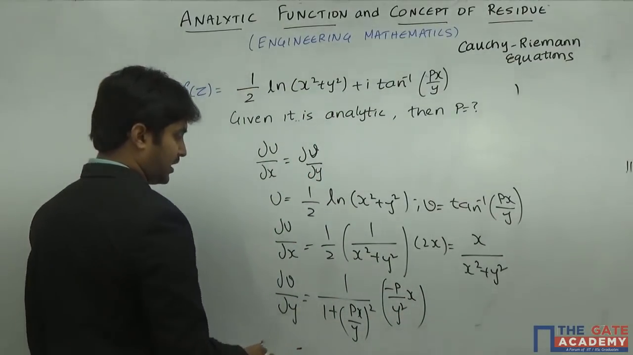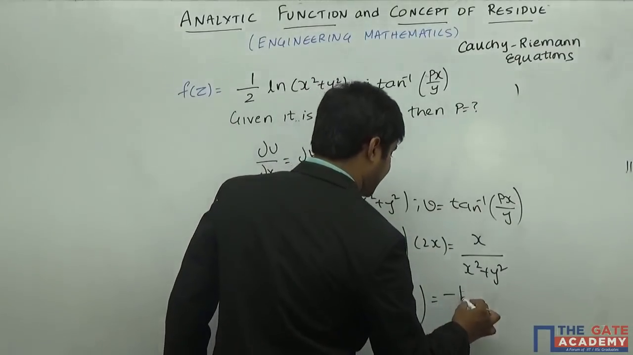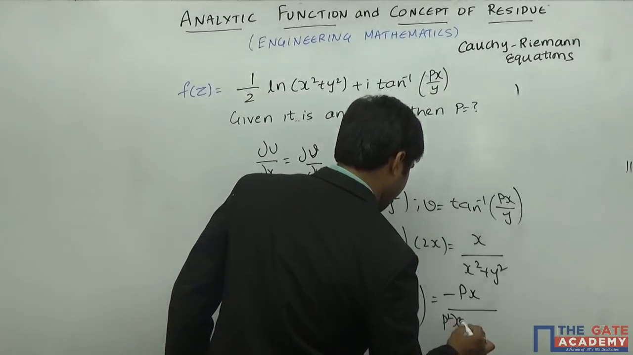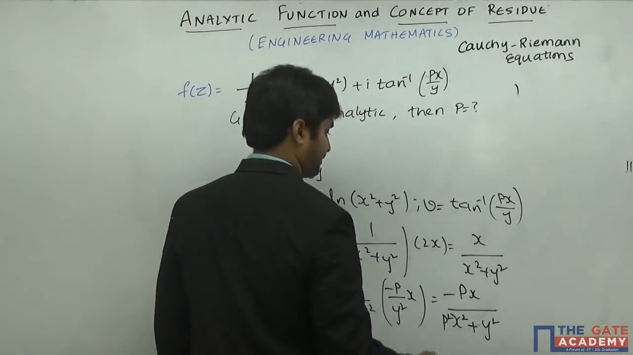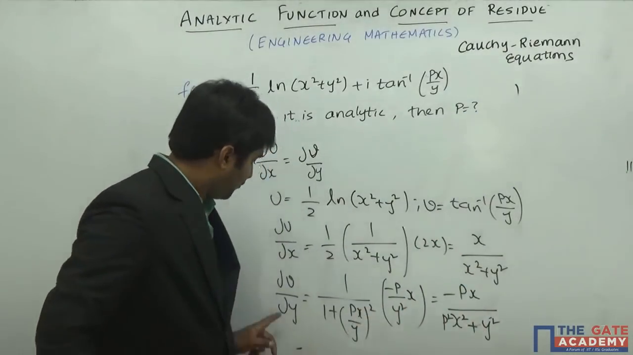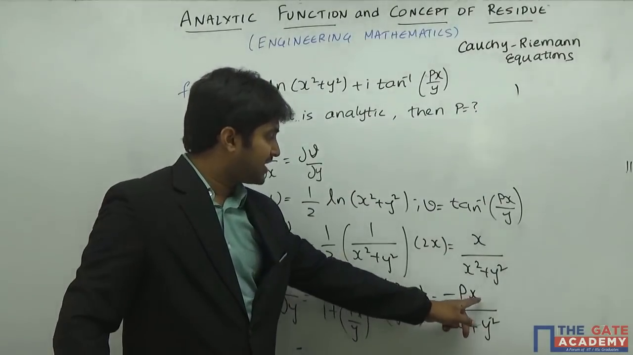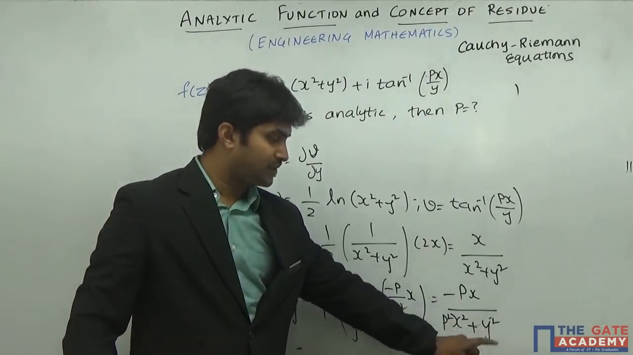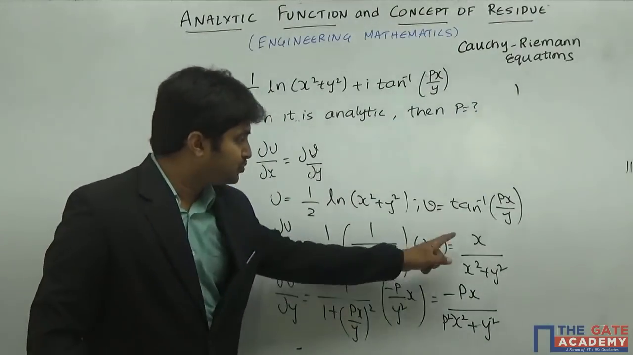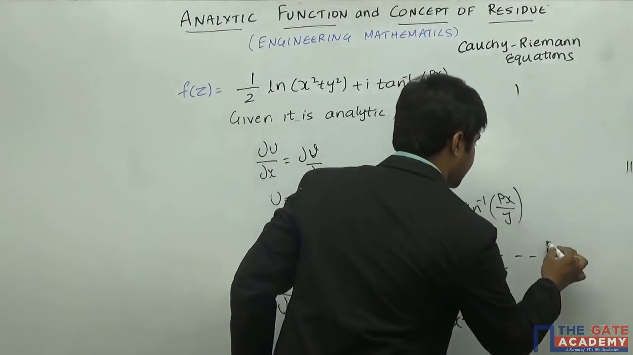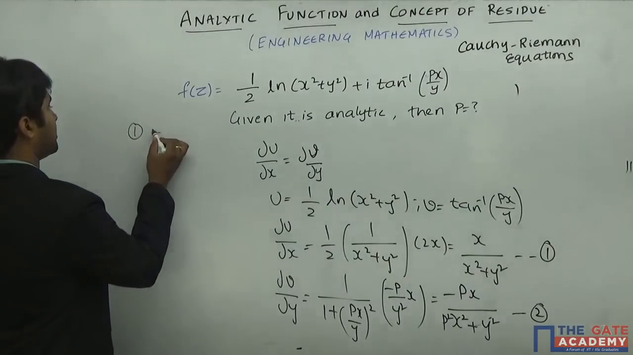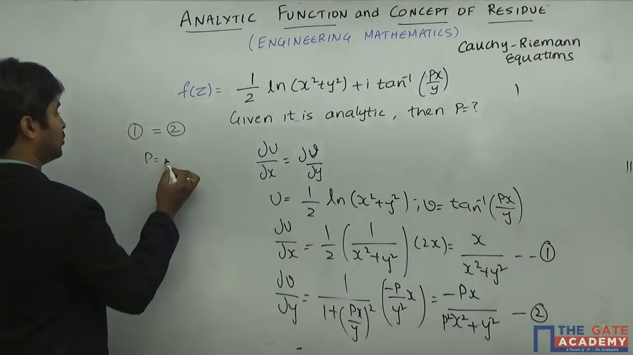On simplifying, it is going to be equal to minus px divided by p square x square plus y square. Here you have dou v by dou x is equal to x divided by x square plus y square, and dou v by dou y is equal to minus px divided by p square x square plus y square. If you equate both of them, because according to the Cauchy-Riemann equation both should be equal, so if I call it 1 and this one 2, then if 1 is equated to 2, the value of p is equal to minus 1.